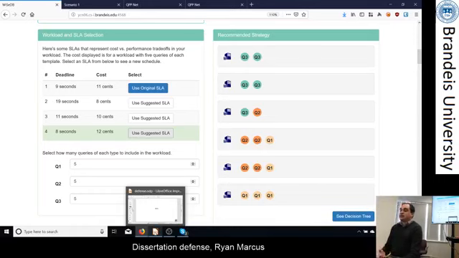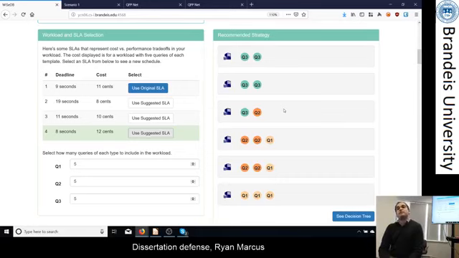I have a question. Are you assuming that each query runs in its own VM? Yes, so right now, WiseDB assumes that each query is run in serial on its own virtual machine. We will relax that requirement in a minute.